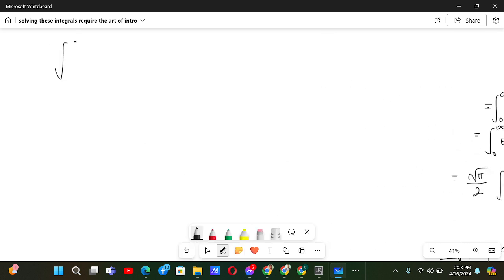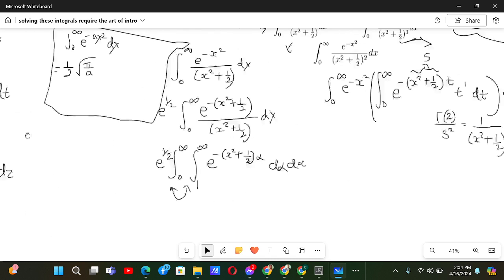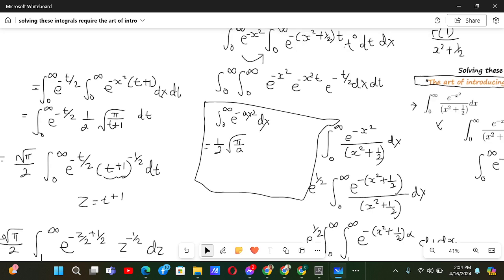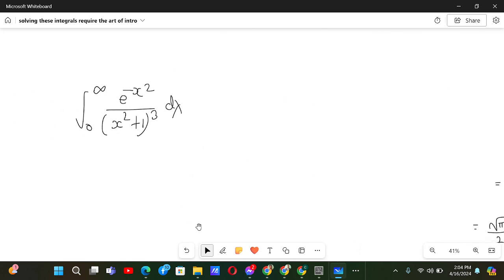Integral from 0 to infinity, and then e to the power minus x square by x square plus 1 by 2 to the power 3 dx. Is this the problem? Is this the x square plus 1 by 2 to the power 3? Okay, now nice. Our approach is the same.